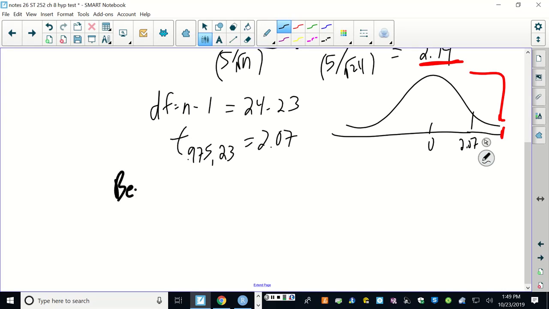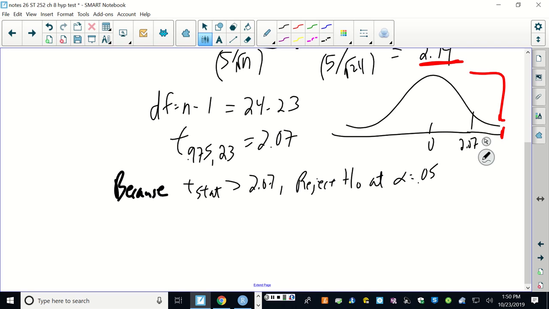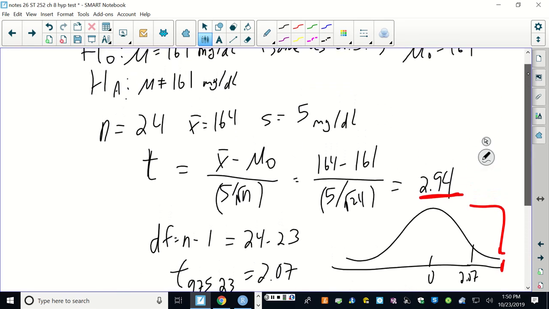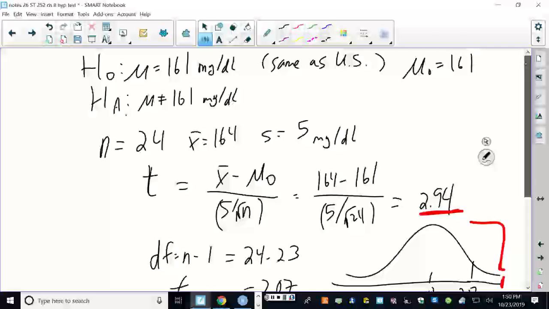So because, maybe you shouldn't start sentences with because, but whatever. Because our t-statistic is greater than 2.07, we're going to reject the null hypothesis at the alpha 0.05 significance level. Right? And conclude that the cholesterol in Sodor is lower than the U.S. average. No, is greater than the U.S. average.